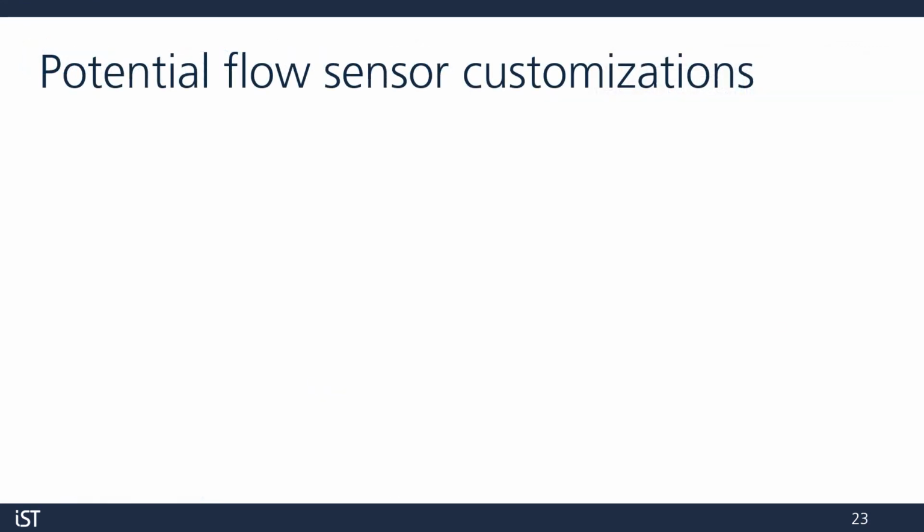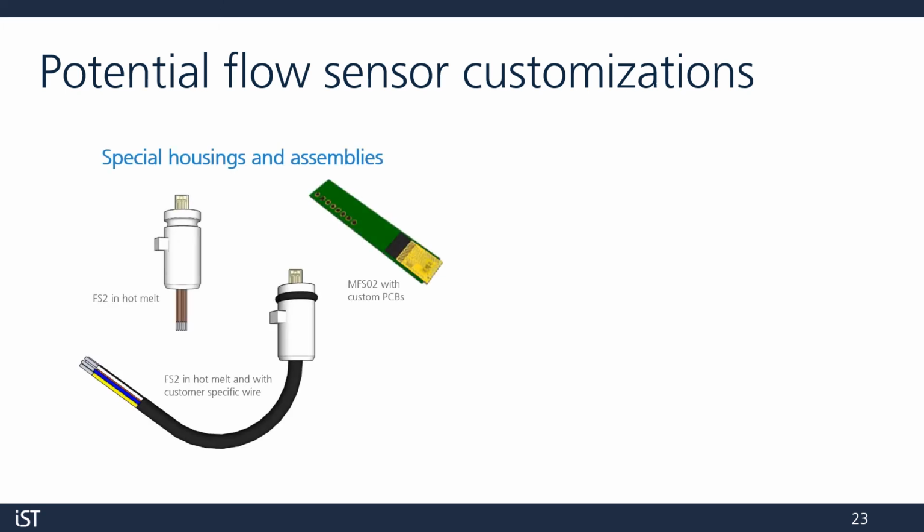Along with standard sensor components, we can also customize sensors for your particular application. Here are a few examples of potential customizations. We can provide the sensors in custom housings, mount them on special PCBs, or provide them with customer-specified cables and connectors.